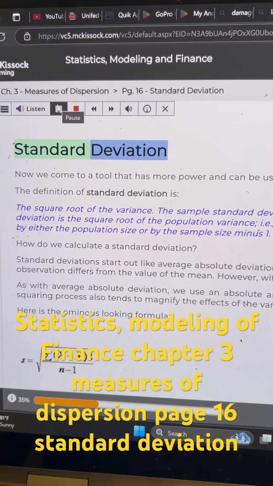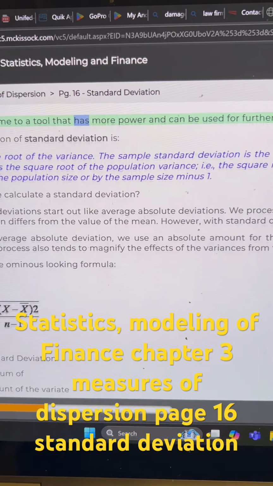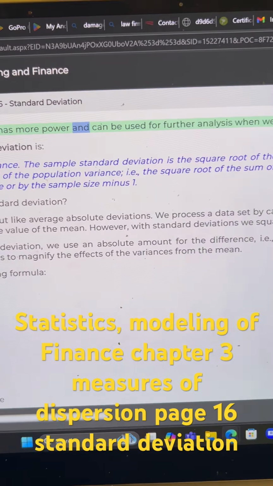Standard deviation. Now we come to a tool that has more power and can be used for further analysis when we get into inferential statistics. The definition of standard deviation is the square root of the variance. The sample standard deviation is the square root of the sample variance, and the population standard deviation is the square root of the population variance. That is the square root of the sum of the squared deviations from the mean divided by either the population size or by the sample size minus 1.